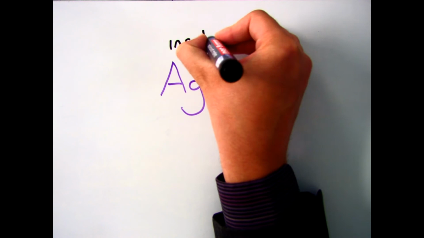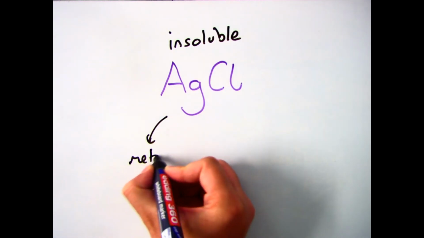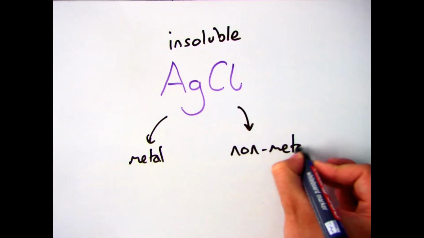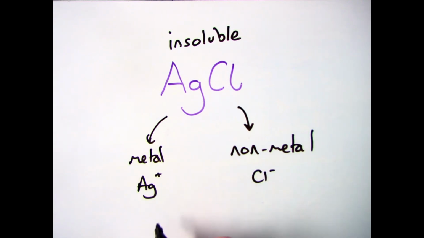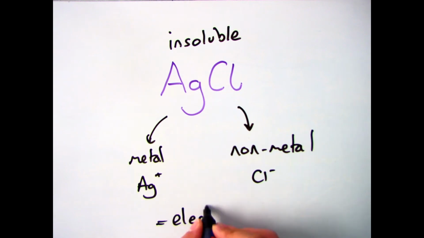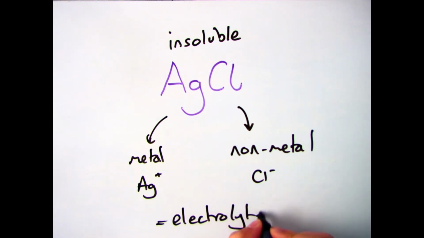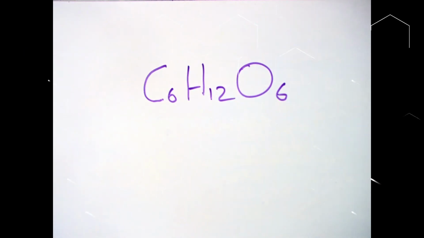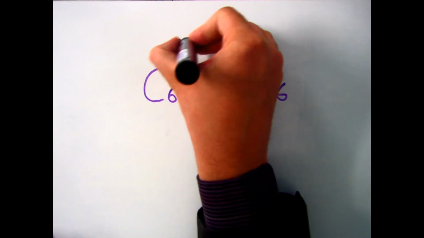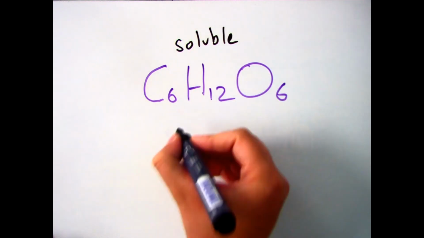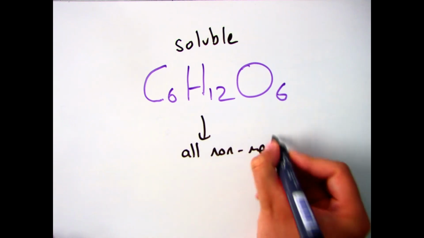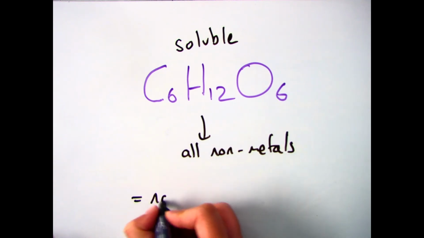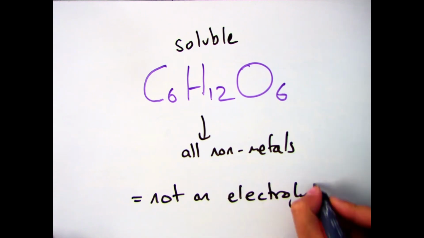Now in the example of silver chloride, which is insoluble, the first thing you do is look at whether you've got a metal or non-metal, which you do, silver being your metal, chlorine being your non-metal. All you need to know there is that as long as it is in liquid form, it is an electrolyte. So although it's insoluble, you can still melt it, therefore it's an electrolyte. And then finally, if you've got glucose, C6H12O6, it might be soluble, however, it's only made up of non-metals. If they're all non-metals, then it cannot be an electrolyte. It must have charged particles, it must have ions in it.